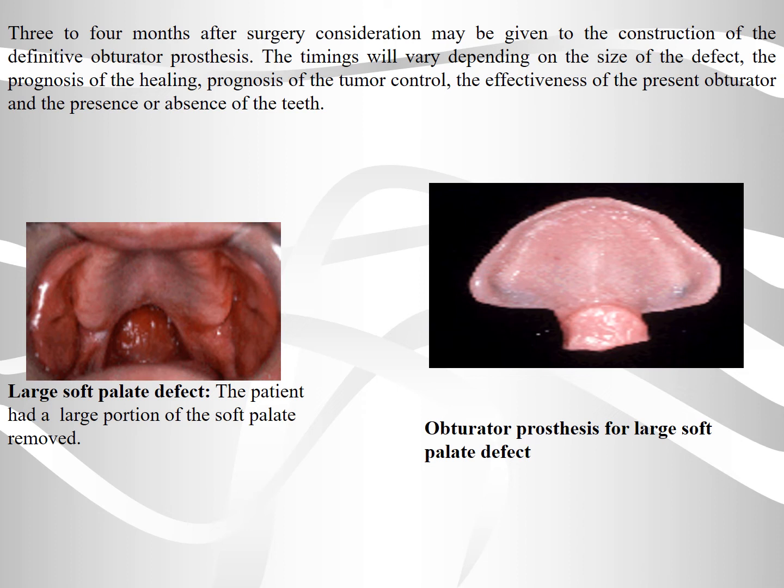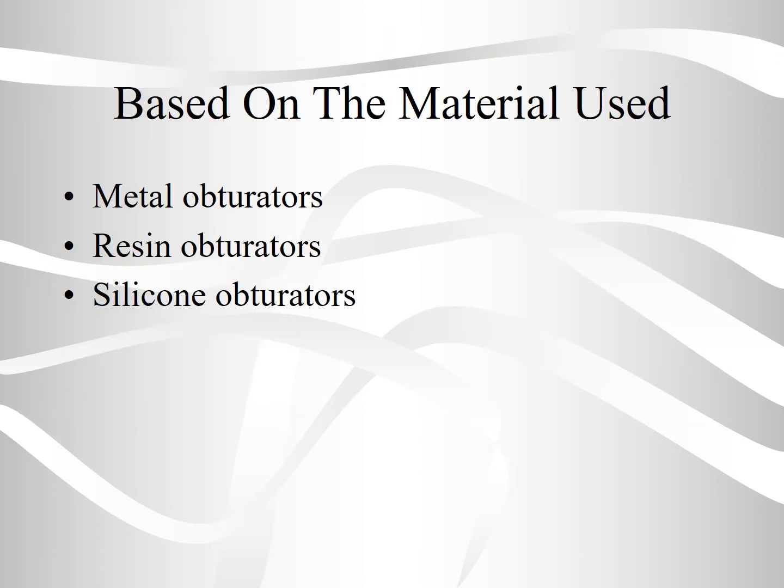So as you can see in the left photo, there's a large soft palate defect. The patient has had a large portion of the soft palate removed. On the right side, you can see that an obturator prosthesis for the large soft tissue defect has been fabricated.